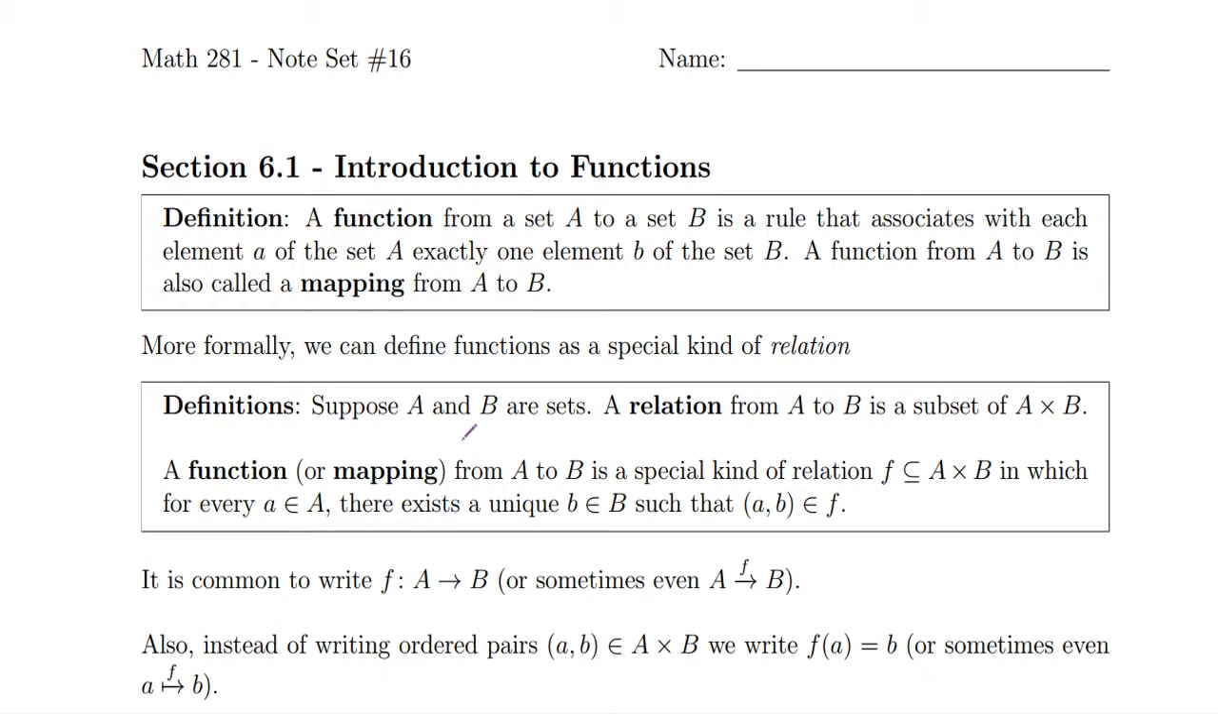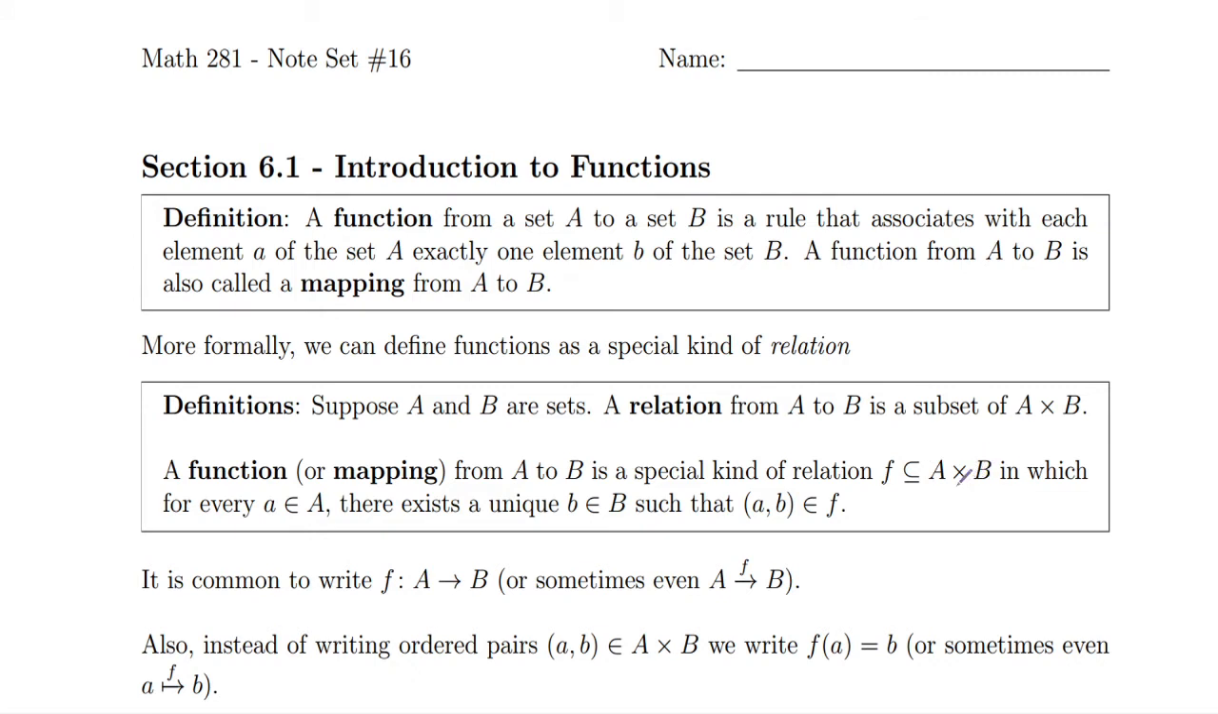So another way to think about this is if you give me two sets A and B, a relation from A to B is actually just a subset of their Cartesian product, which we just learned about. So you just take a bunch of pairs where the first coordinate is from A and the second coordinate is from B, and in general we call that a relation. And a function is just a special kind of relation. So a function or mapping from A to B is a special kind of relation, and you can call it little f, and you could just say little f is going to be a subset of A Cartesian product B.